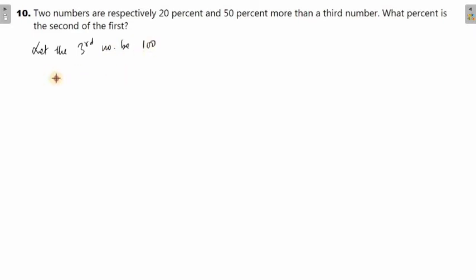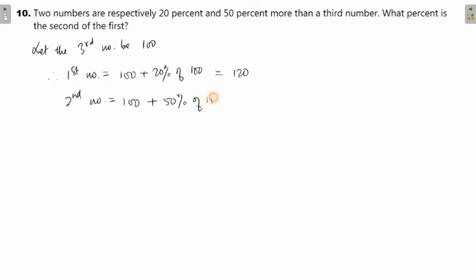Therefore, what will be the first number? First number is 20% more, right? So we have 100 plus 20% of 100. When you calculate this, you get 120. So the first number is 120. Now what will be the second number? Second number is 50% more. So 100 is already there, and you have 50% more. If I ask you to calculate this, this will be exactly 150.